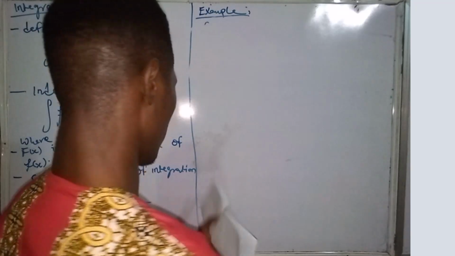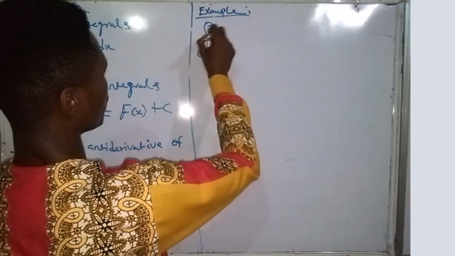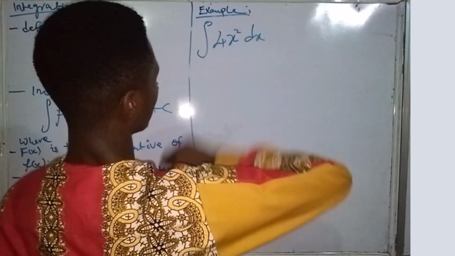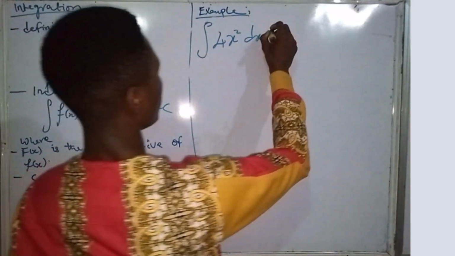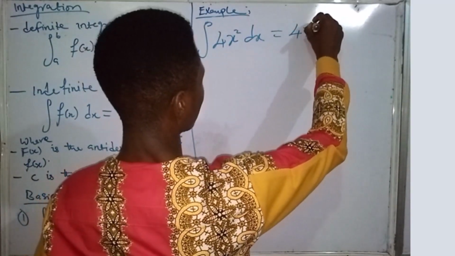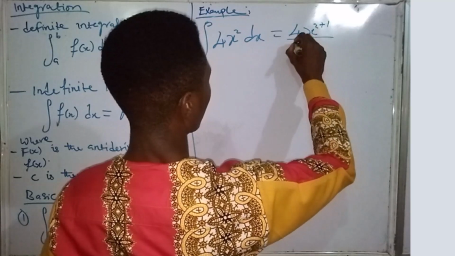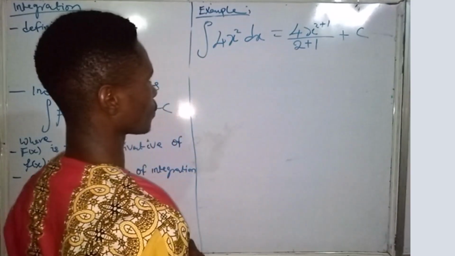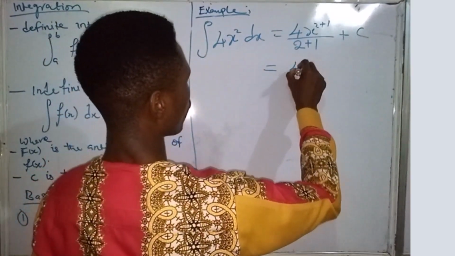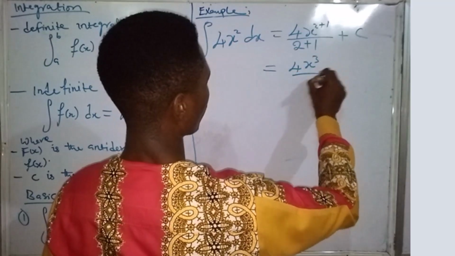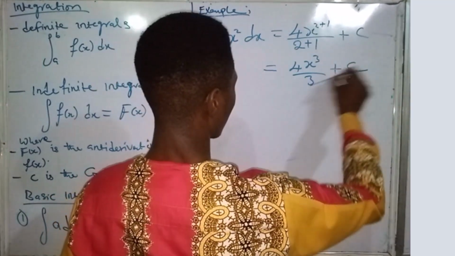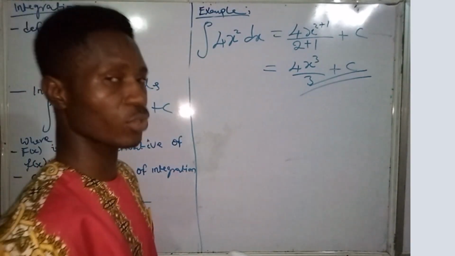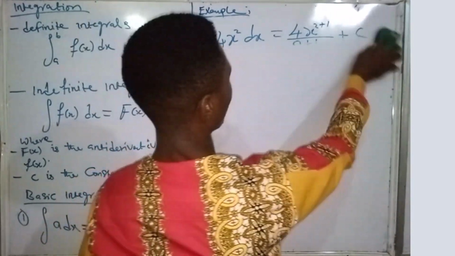So let's say we have the integral of 4x squared dx. This is going to be 4x power 2 plus 1 all over 2 plus 1 plus c. So this is equal to 4x power 3 over 3 plus c. And this is our answer. Straightforward.